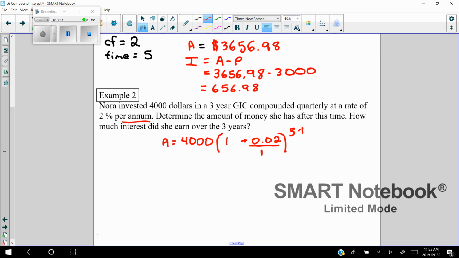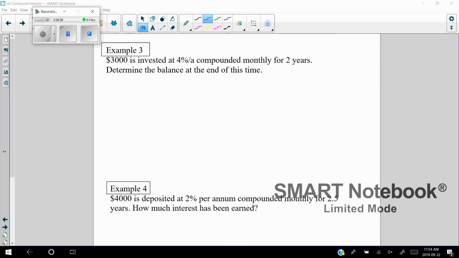And you'll find that she now has $4,244.83 in her account, which means that in those 3 years she made $244.83 in interest. Okay, we have 2 more examples left to do, example 3 and example 4. I want you to pause the video and try these examples on your own first, and then I will post the answers. So go ahead and pause.